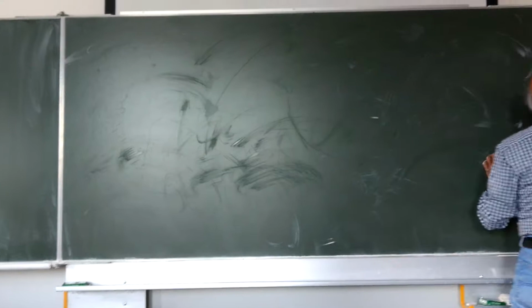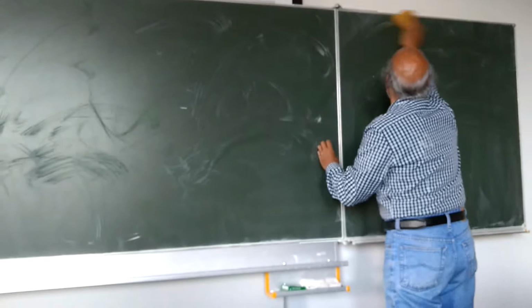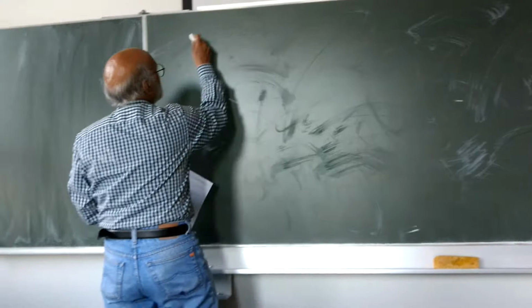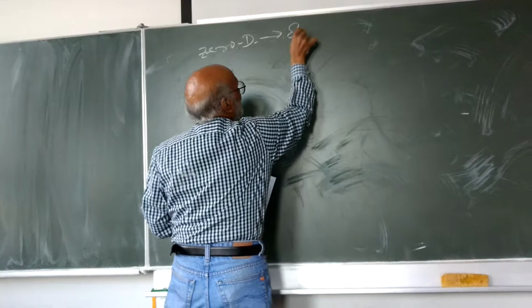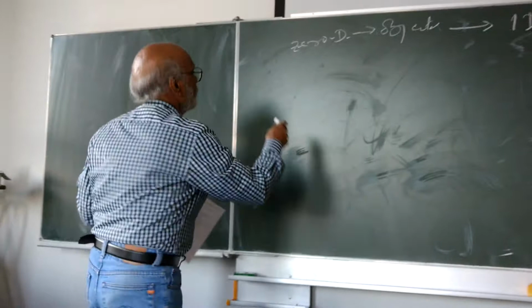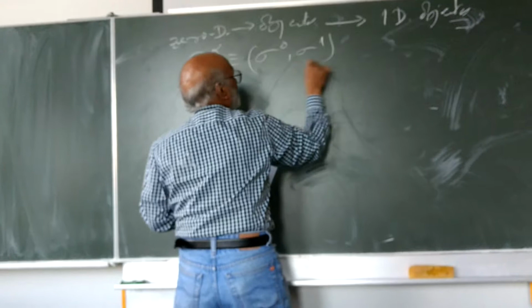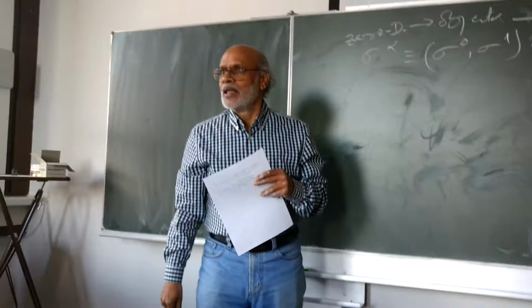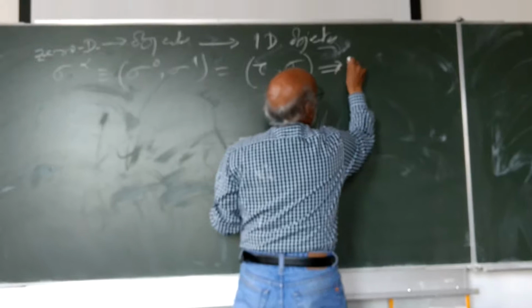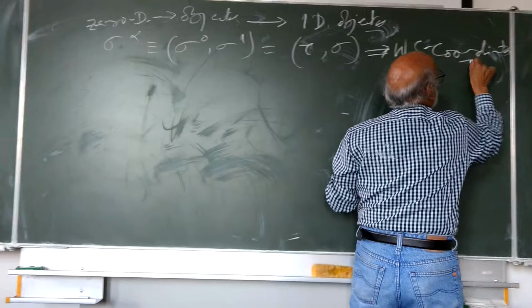Now, let us see how we want to extend this idea. One thing we have said is that we can generalize the idea of zero-dimensional objects to one-dimensional objects. For this we introduce the parameters sigma alpha, sigma 0, sigma 1, which is equal to tau and sigma. So we could write them together as sigma alpha. These are really the world-sheet coordinates. What are they doing for us? They are parameterizing the world-sheet.